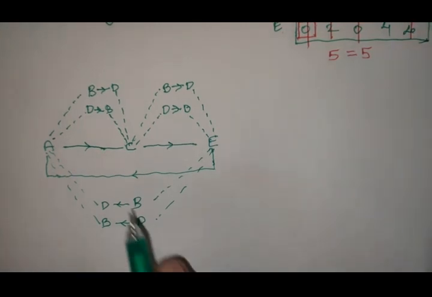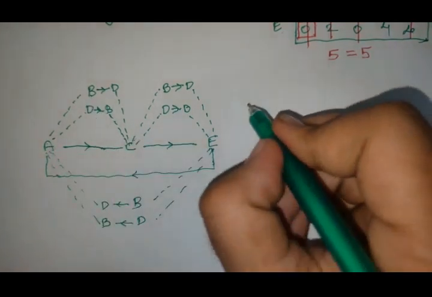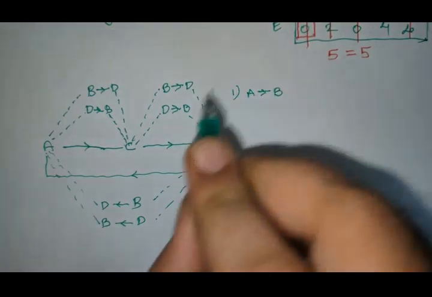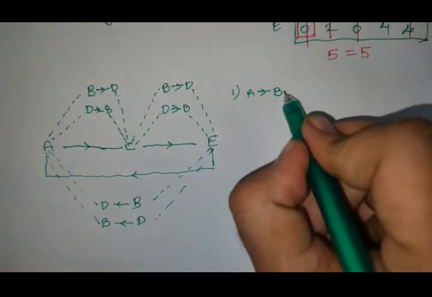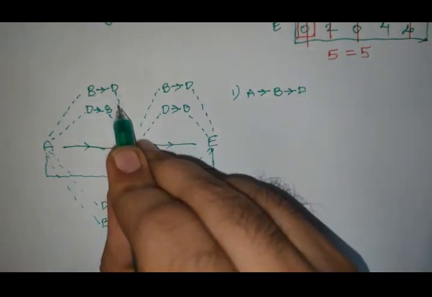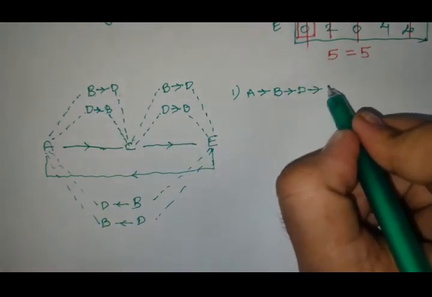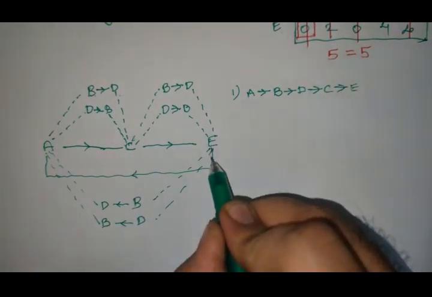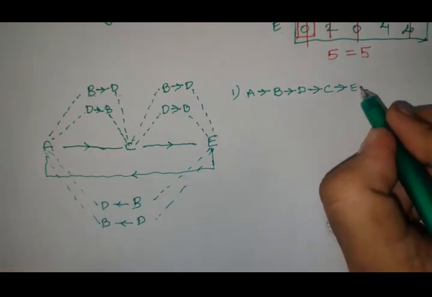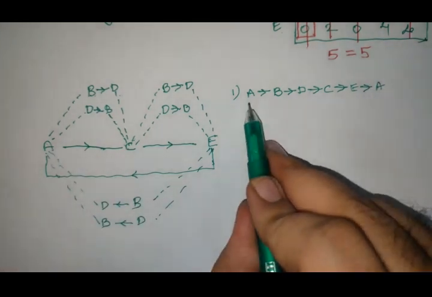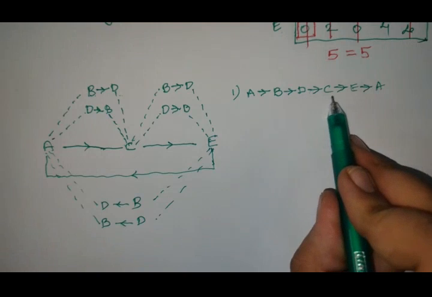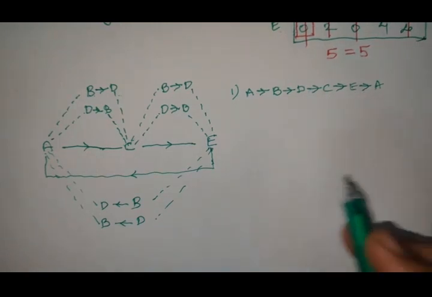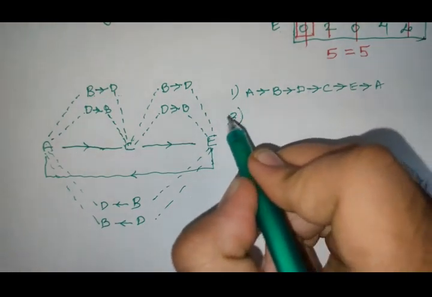First, A to B. This is the first route. A to B. Next, B to D he will go. Next, D to C. Next, C to E. And next, E to A. So he visited all cities once, A, B, D, C, E once, and then he returned back to A. This is one possible route. Next, second possible route we will see.